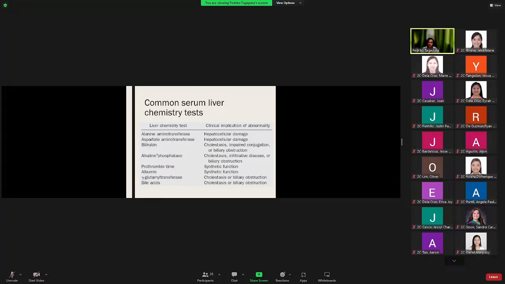Hepatocellular carcinoma and liver adenoma can cause changes in the alkaline phosphatase as well. Prothrombin time and albumin, these two substances are synthesized in the liver. That's why they are used to assess the synthetic function. Your bile acids and your gamma glutamyl transferase are used for cholestasis and biliary obstruction. So unlike bilirubin and alkaline phosphatase, these two are only used for cholestasis and biliary obstruction. Bilirubin has an added use such as in impaired conjugation, while alkaline phosphatase is used for infiltrative disease.